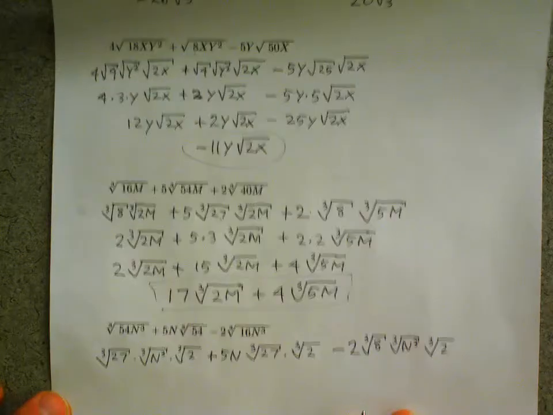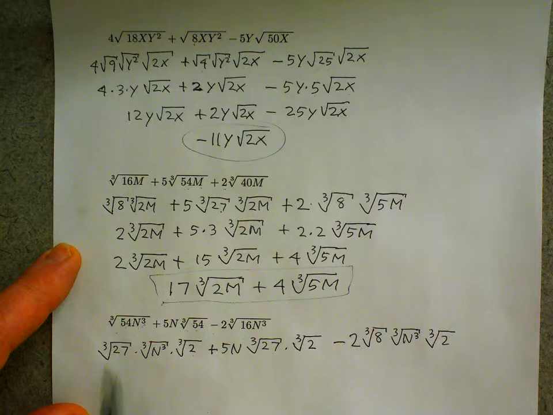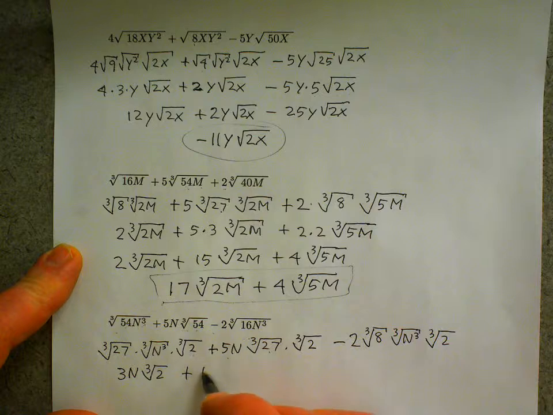Okay, in the next line, we'll simplify the cube roots of the perfect cubes. The cube root of 27 is 3. The cube root of n to the third is n to the first, and then 3n times the cube root of 2. And then in the middle term, 5n times the cube root of 27 times the cube root of 2. The cube root of 27 is 3, so we have plus 5n times 3 times the cube root of 2.